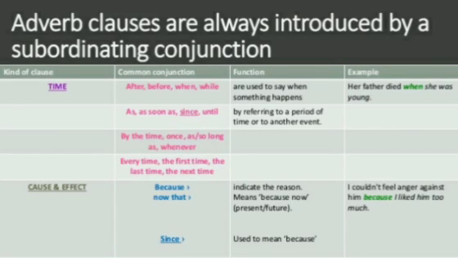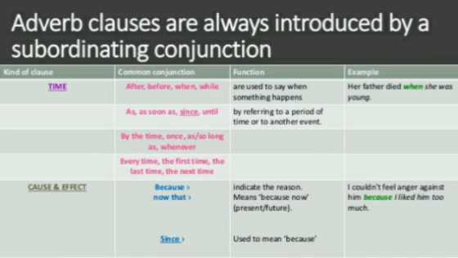Adverb clauses can be identified in a sentence because they are always introduced by a subordinating conjunction. For time, the common subordinating conjunctions used are after, before, when, while, as soon as, since, until, by the time, once, as, so long as, whenever, every time, the first time, the last time, and the next time. Her father died when she was young. So here when is the subordinating conjunction and it is telling us about the time.